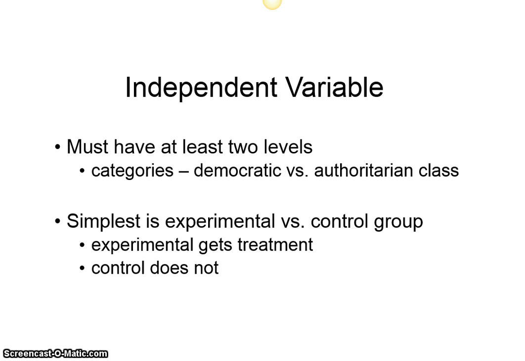The independent variable must have at least two levels. You can have two categories, for example, a democratic versus an authoritarian class, if we're studying the best way to teach college students. Another way is to design an experiment where you have an experimental group and a control group. In this experiment, the experimental group gets the treatment and the control group does not. This way you compare the experimental group against the control group.